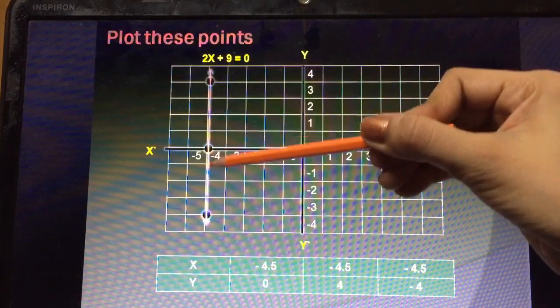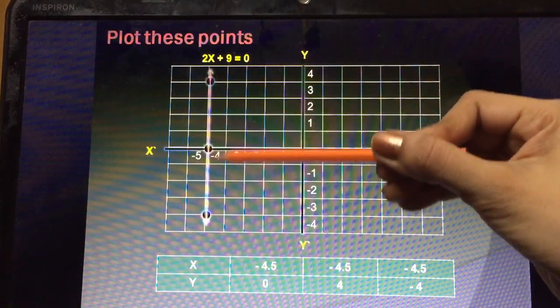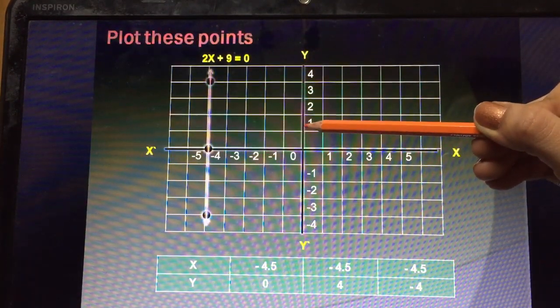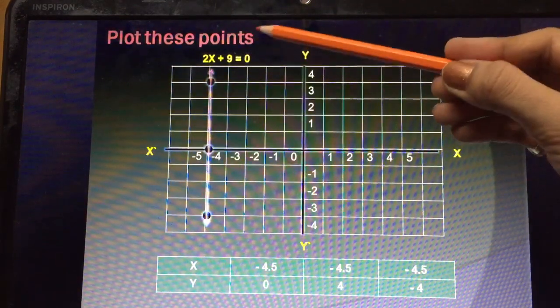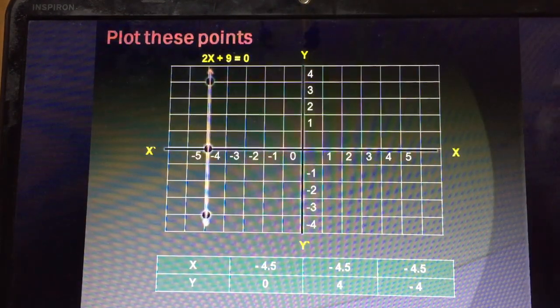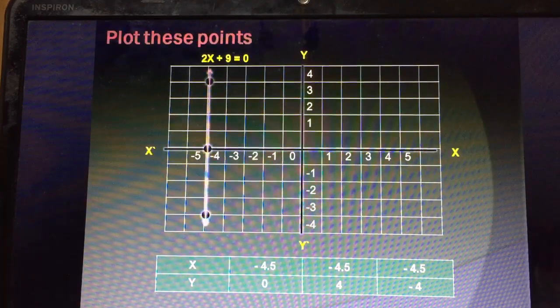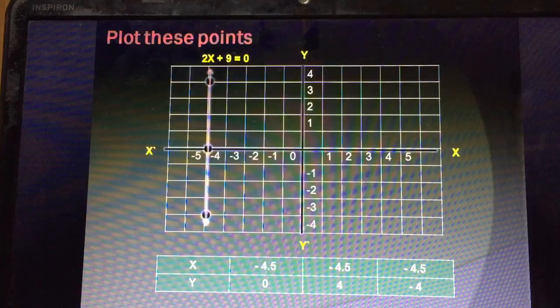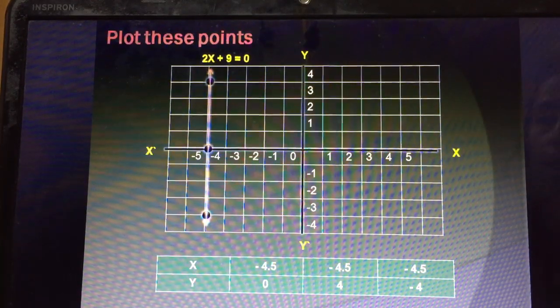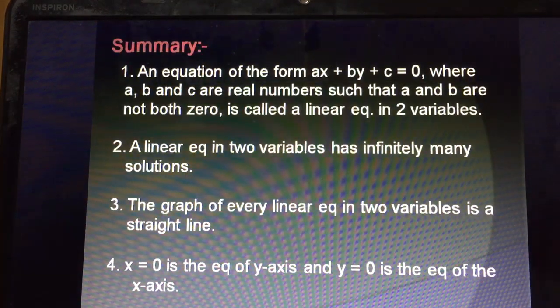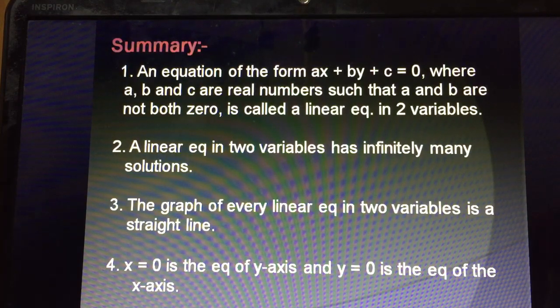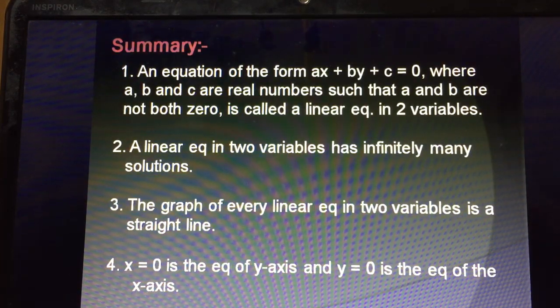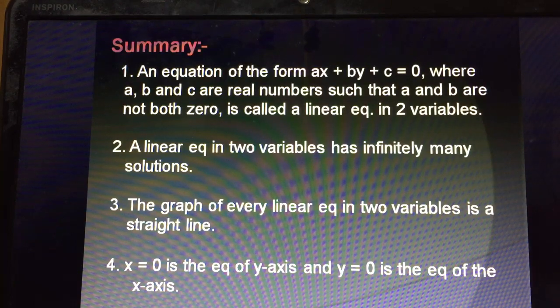So if we join all these 3 points, we'll get a line which is parallel to the y-axis. Okay, so that means for any equation of the form x equal to constant, the graph of such an equation will be parallel to the y-axis. So children, this finishes your exercise 4.4 as well as chapter number 4, linear equations in two variables. I know the number of questions is less for practice, so I'll give you an assignment very soon.